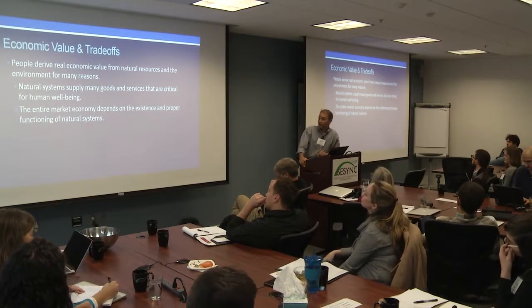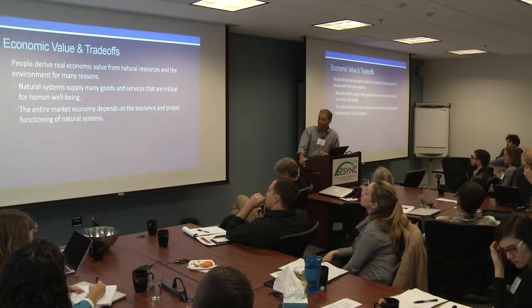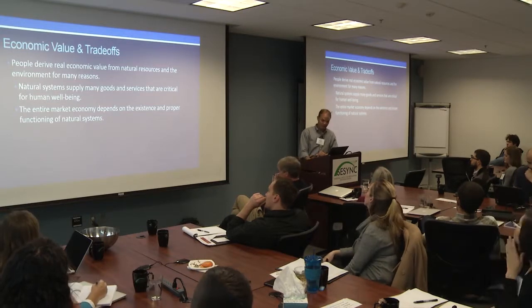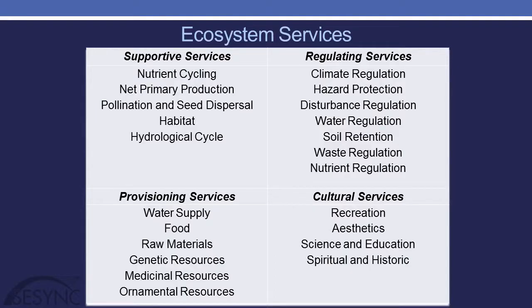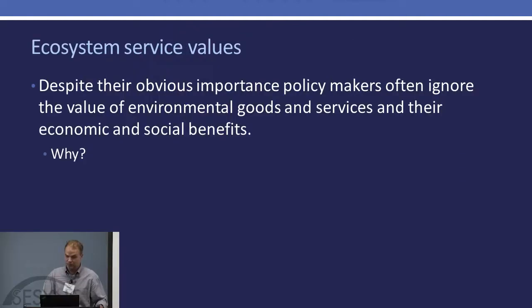We can argue that the entire market economy depends on proper functioning of natural systems. Ecosystem services, right? We've all seen some version of this enumeration of services that natural systems give us: supporting services, provisioning, cultural, regulating services. This all provides contributions to our well-being. All right, so they're obviously important, but they're often ignored by policymakers, by the general public.